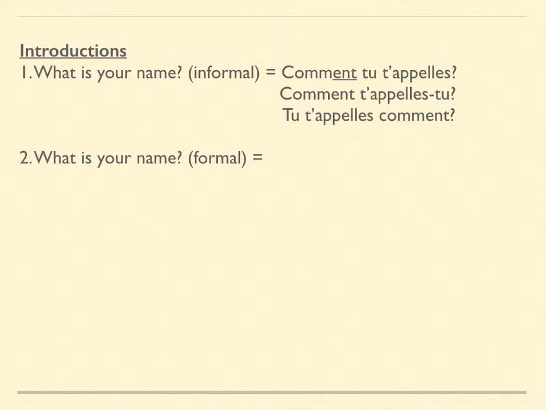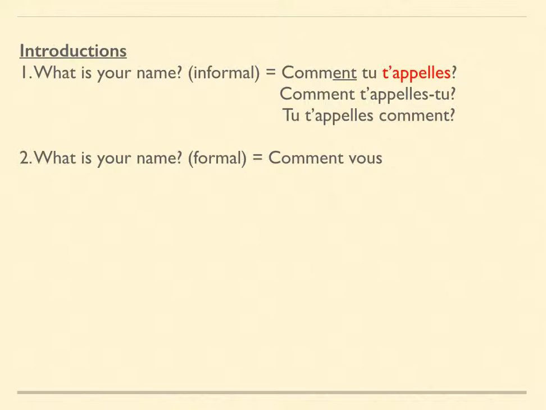Our formal version is going to make four changes. We keep the comment. That part will never change. The tu is our main informal indicator. So in order to change it into formal, we're going to use the word vous. Comment vous?